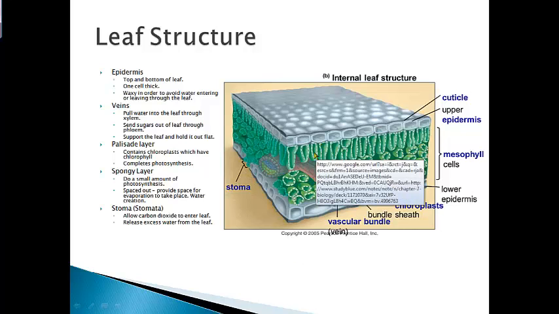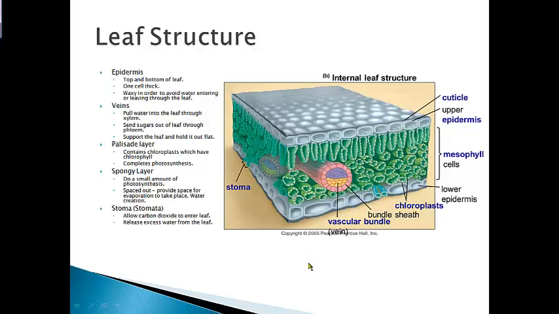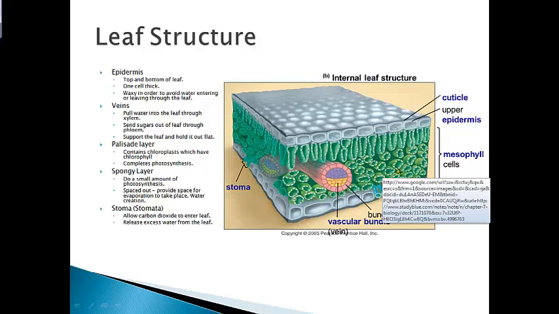Underneath of the epidermis here, we have the palisade layer. This is where the chloroplasts are at and the chlorophyll is at. And this right here is the area that does photosynthesis. So you got the palisade layer. Then down here you have the spongy layer, these little circles. The spongy layer does a small amount of photosynthesis, and they're also spaced out to allow for evaporation of water to take place so that the water can evaporate within the leaf.